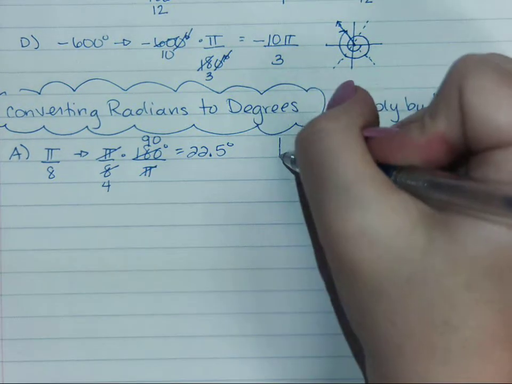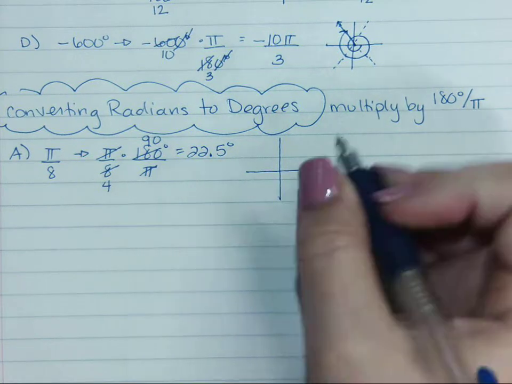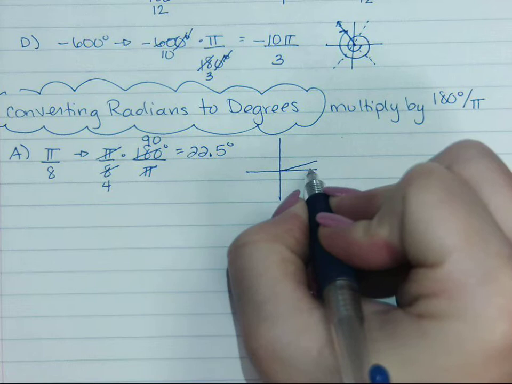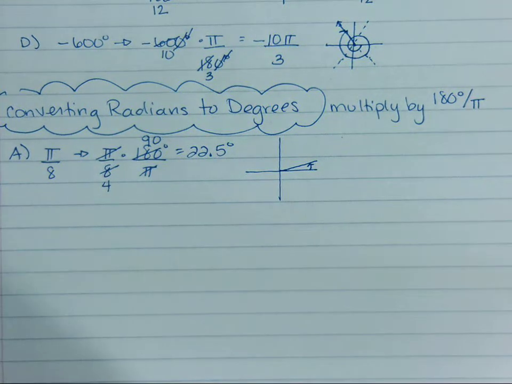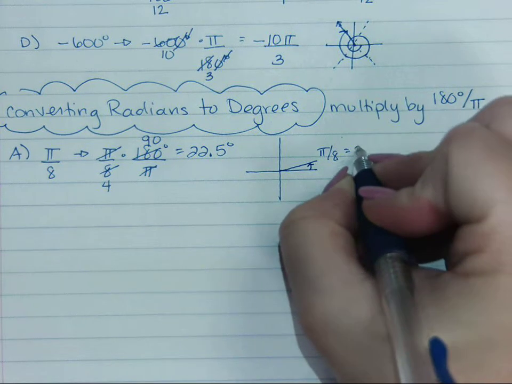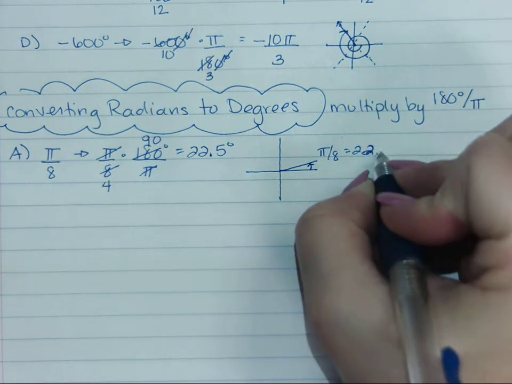All right, so again, something like this. 22.5 degrees is right about here. And so that's my graphical representation to where pi over 8 is the same thing as 22.5 degrees.